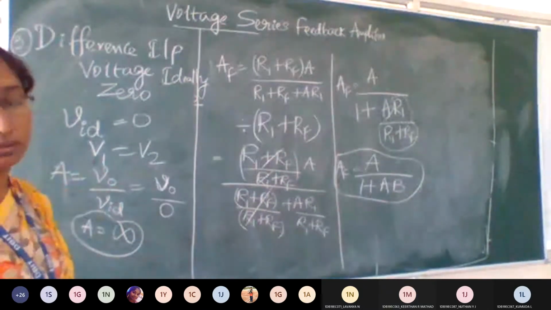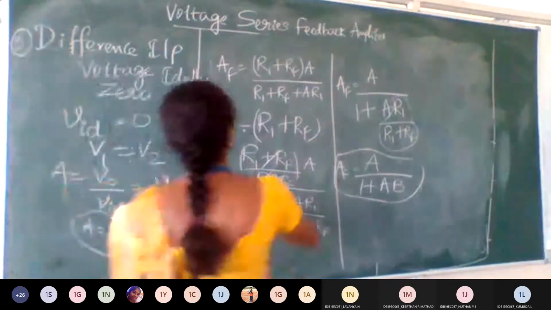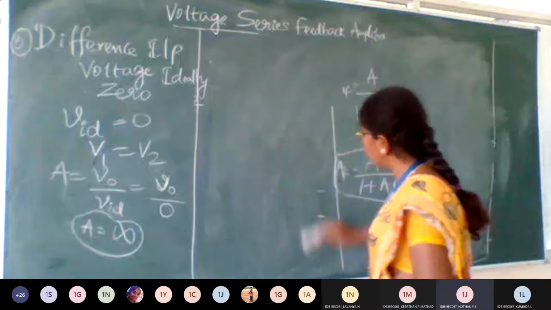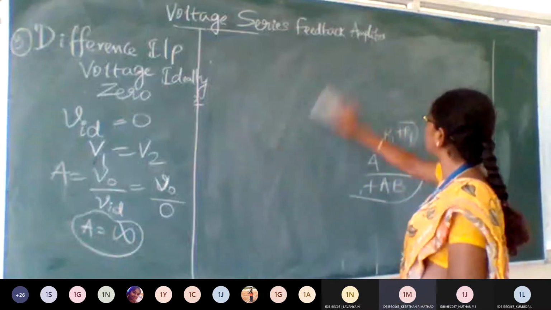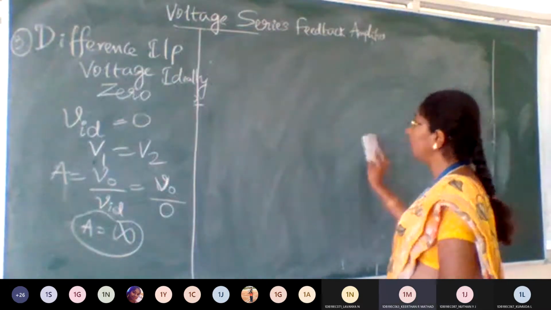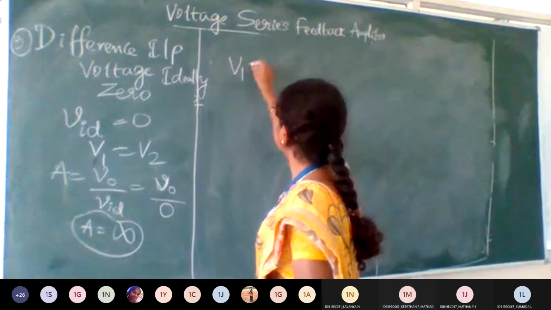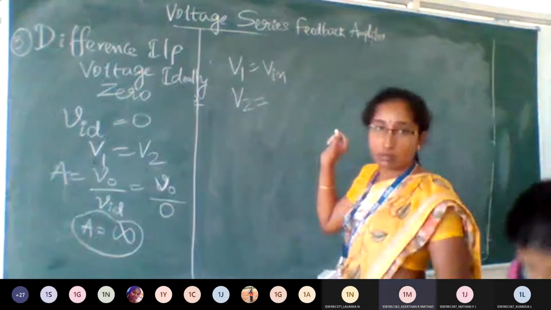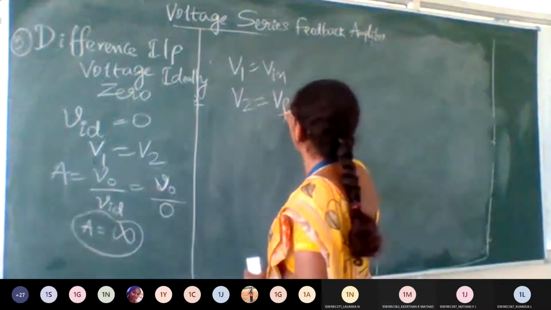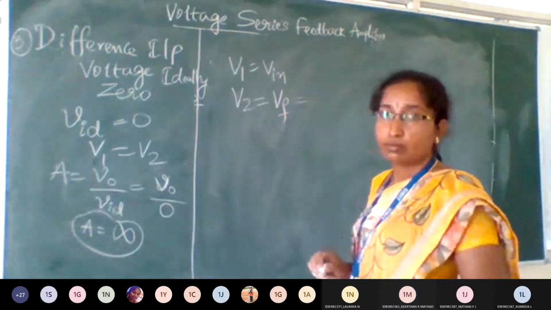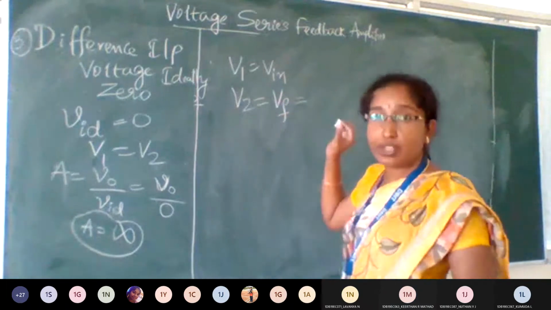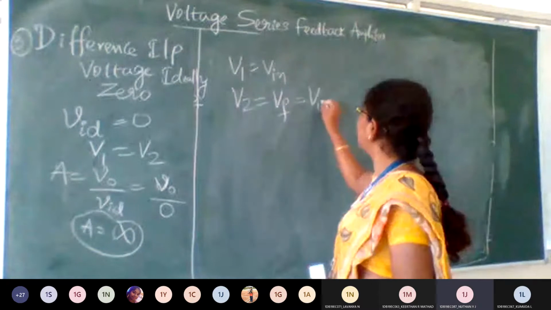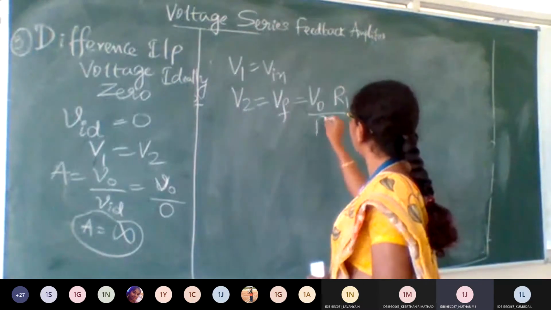Now, from the circuit, what is V1 and what is V2? V1 is Vin, at the non-inverting terminal. V2 is VF, the feedback voltage, Vn. What is the value of Vn? It is a voltage divider circuit. V0 times R1 by R1 plus Rf.